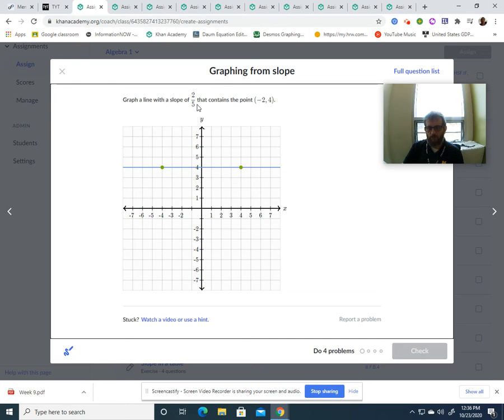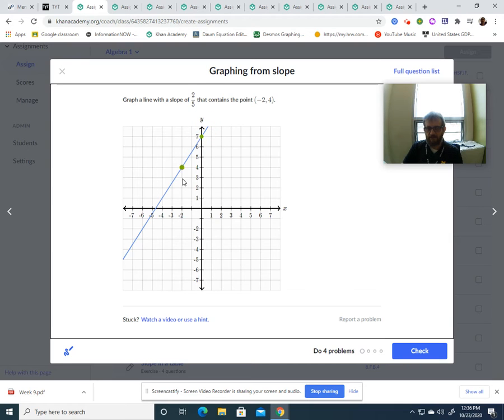Graph the line with slope 2/5. Okay, so it's got to go through the point negative 2, 4, right there. That's my first point, negative 2, 4. Now, my slope is 2/5, so that tells me go right 1, 2, and then up 1, 2, 3, 4. Oops, I can't get that point. It's not letting me go that high.